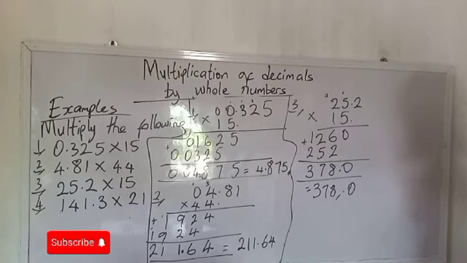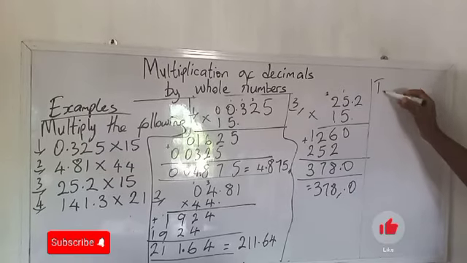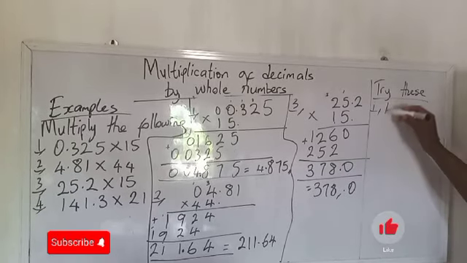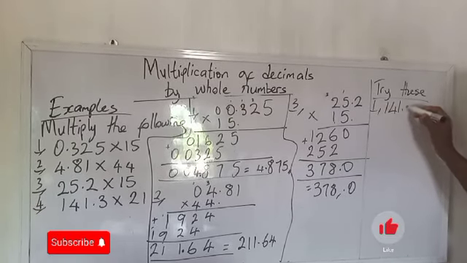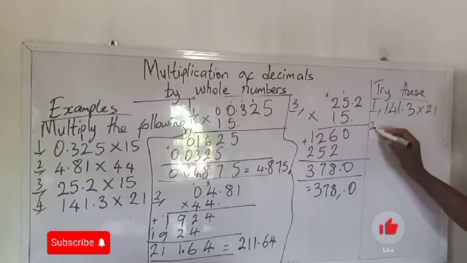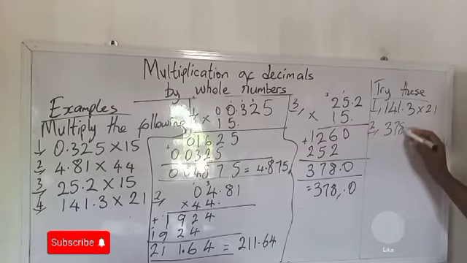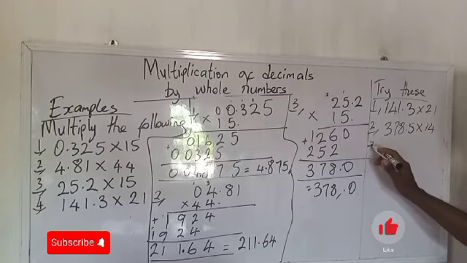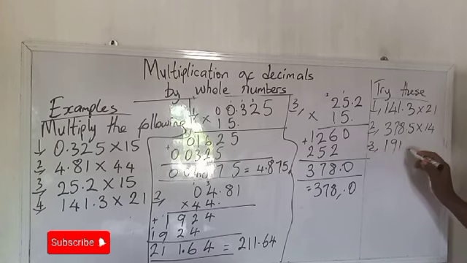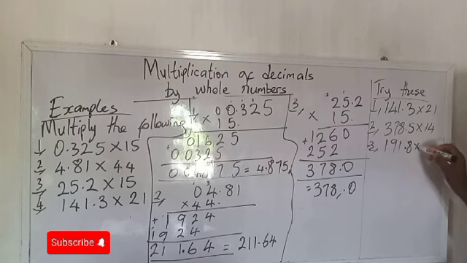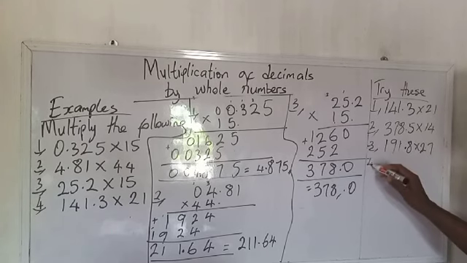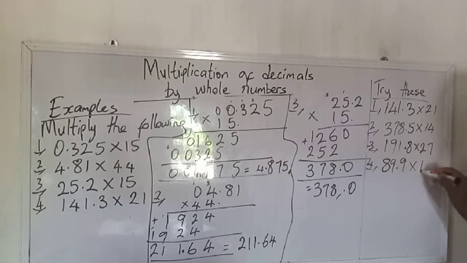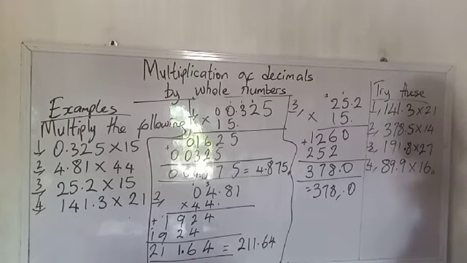Now try this for me, please. Number 1, 141.3 times 21. Number 2, 378.5 times 14. Number 3, 191.8 times 27. Number 4, 89.9 times 16. Please try this out.